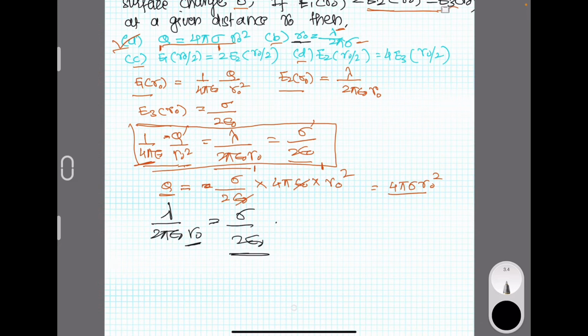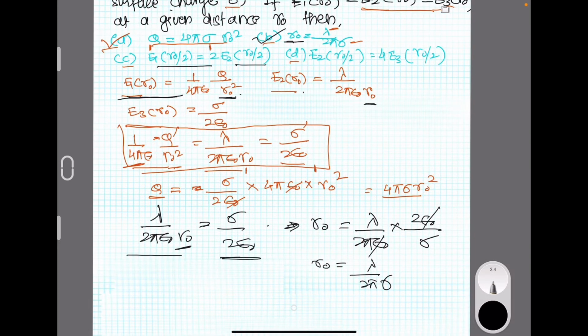So what we will have is r naught equal to lambda upon 2 pi epsilon naught into 2 epsilon naught upon sigma. We can see epsilon naught will get cancelled and we will have r naught as lambda upon 2 pi sigma. Therefore, the second option is correct.